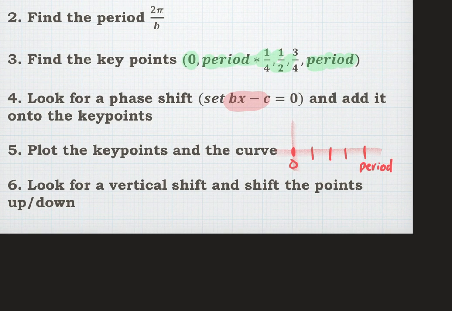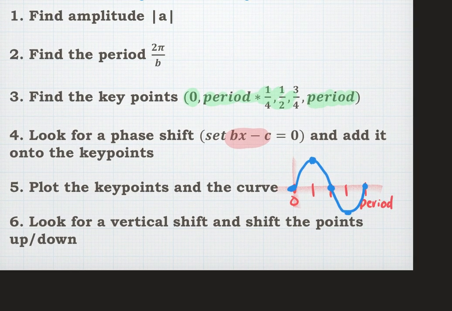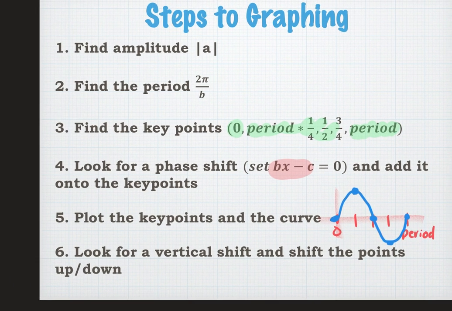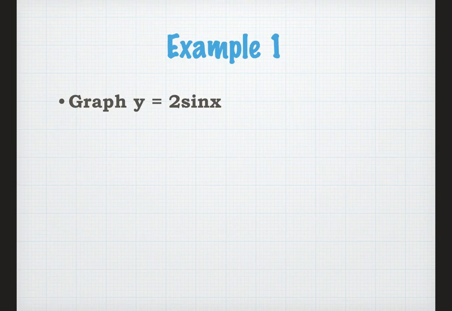And then I would plot the curve. And the pattern for sine is it starts at 0, it goes up to the amplitude, it comes back down to 0, goes to the negative amplitude, comes back up to 0. And then I would connect my points. And at the very end, if there's a vertical shift, which we'll get to at the end, we would then take these and we would shift them up or down depending on our vertical shift. So again, we're going to do this on repeat. Start with the first one.